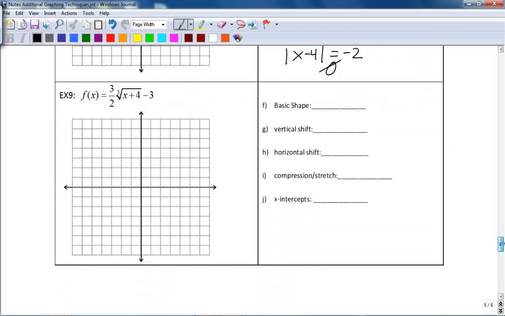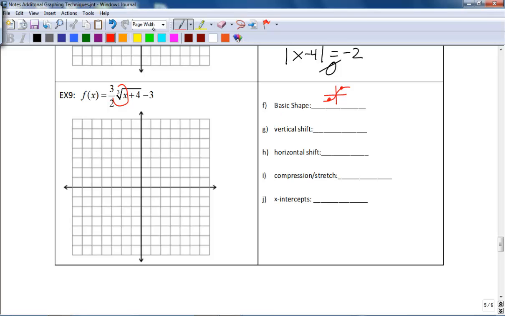Alright, the last one that we're going to graph here. We have f of x is equal to 3 halves times the cubed root of x plus 4, minus 3. What is the basic shape of this function? Cubed root of x, which means it looks like that stretched out S, and I know that my key points are going to be in the opposite direction of each other.